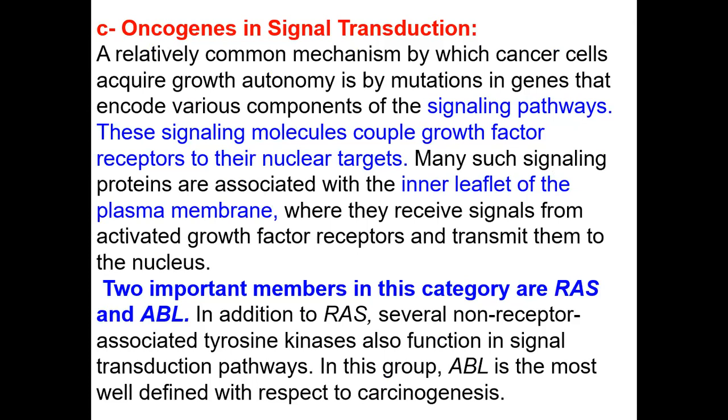The two most important members in this category are the RAS and ABL genes. In addition, several non-receptor associated tyrosine kinases also function in signal transduction pathways, and in this group ABL is the most well defined with respect to carcinogenesis.